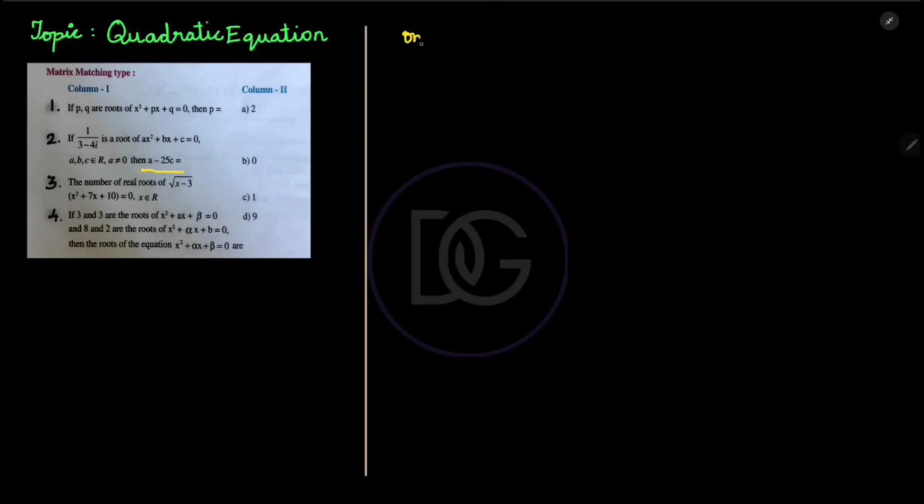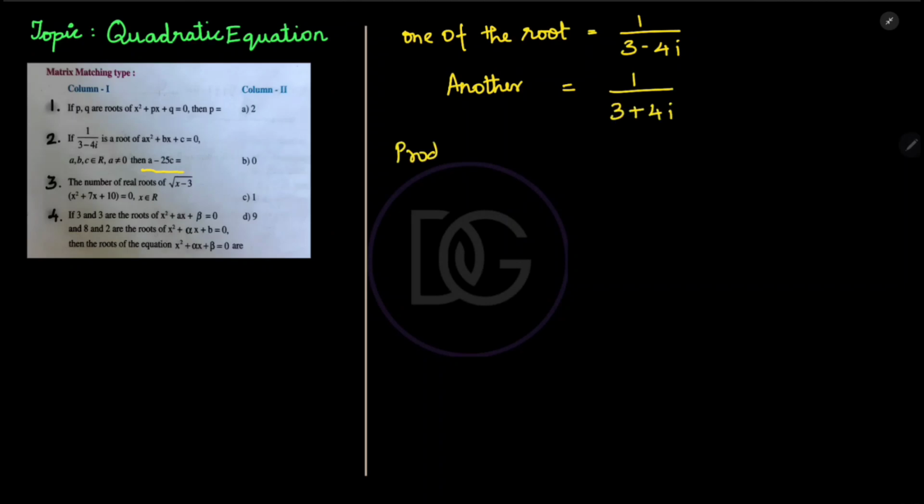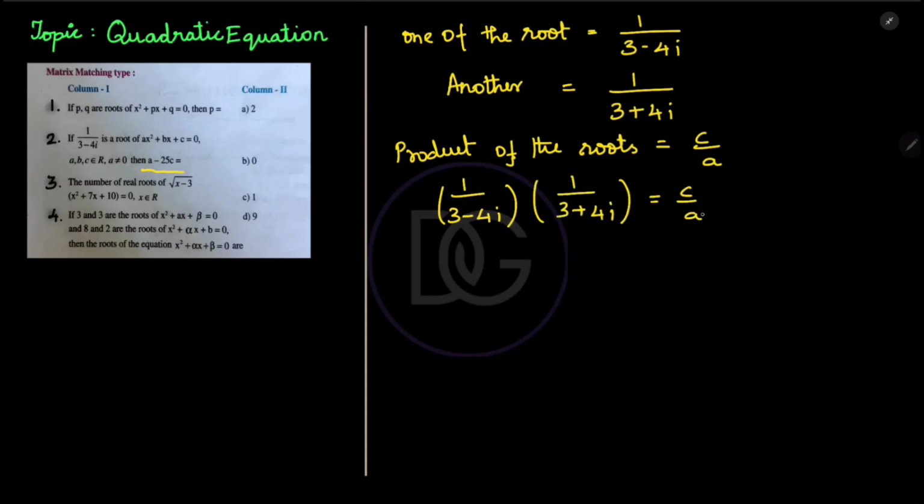Now one of the roots is 1 by 3 minus 4i. So definitely another root will be the conjugate of this, that is 1 by 3 plus 4i. Now product of the roots. So the formula is c by a. 1 by 3 minus 4i into 1 by 3 plus 4i equal to c by a.